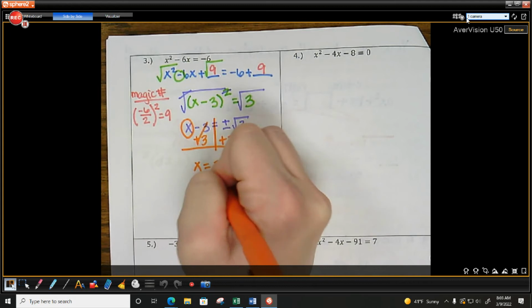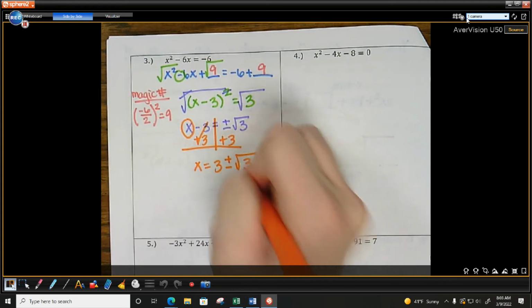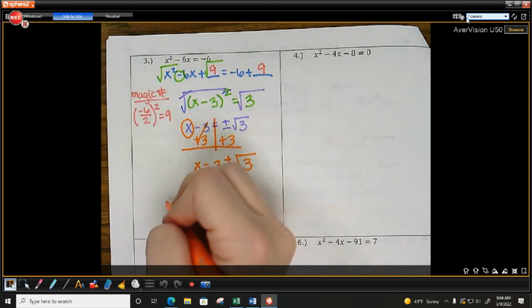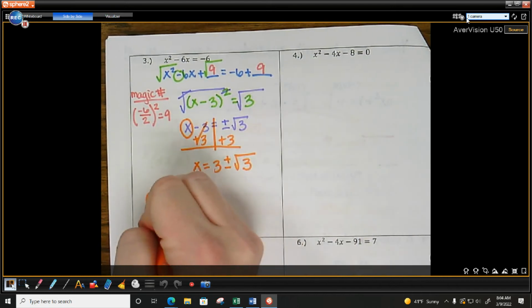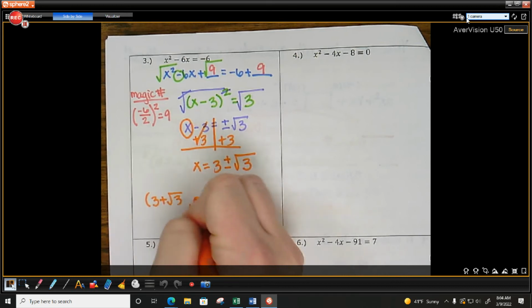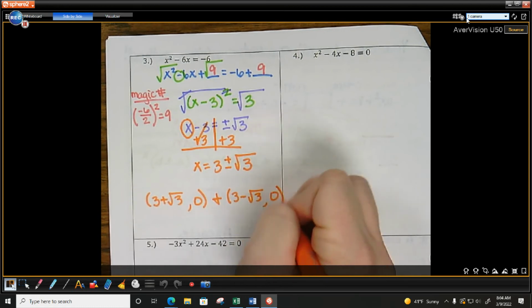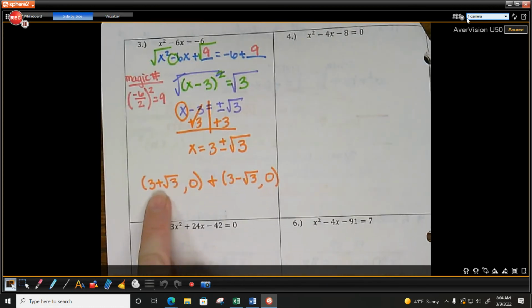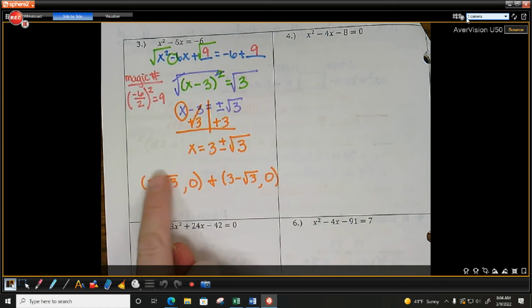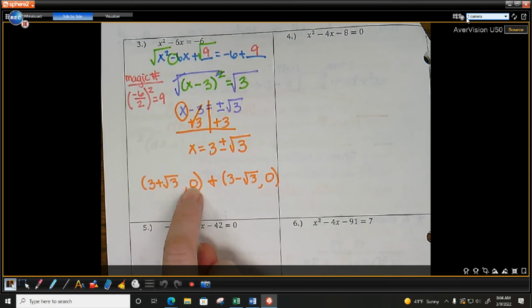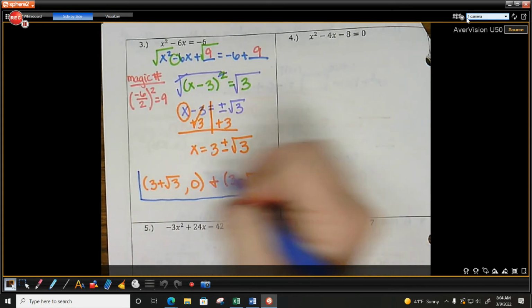I'm going to write this as an ordered pair, and I'm going to write it as 2 ordered pairs. 3 plus the square root of 3, comma 0. And 3 minus the square root of 3, comma 0. Guys, I know that this looks like it's 2 values, but it's just 2 terms. This is all your x values. So x, comma y, what's always the y value of your intercepts? X-intercepts? 0, okay? So these would be how you would write it as 2 different solutions, or 2 different ordered pairs. Good?